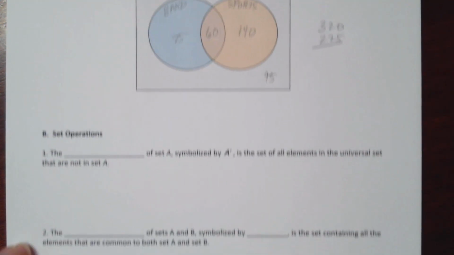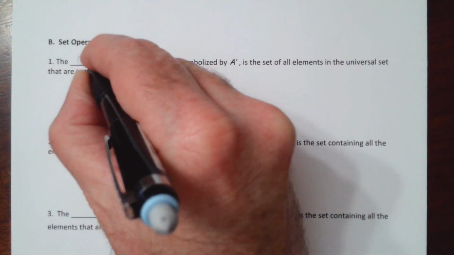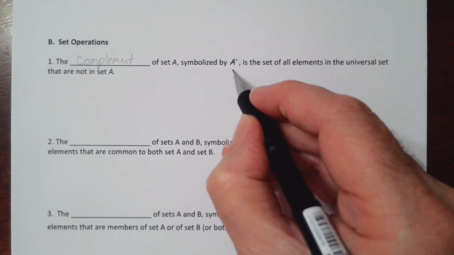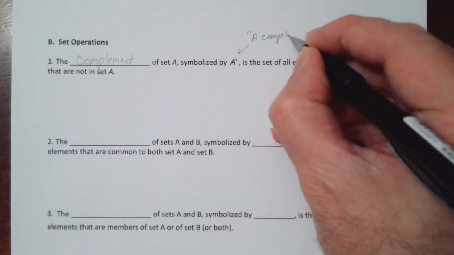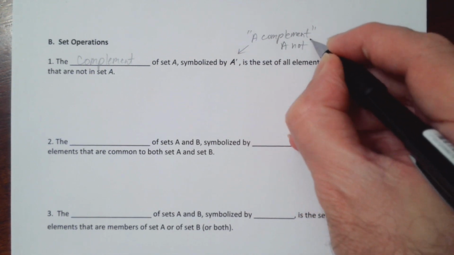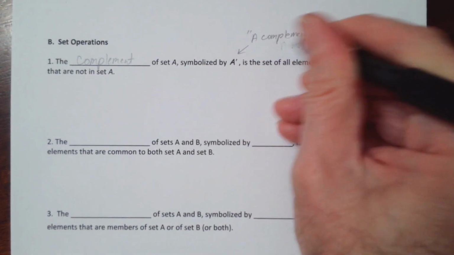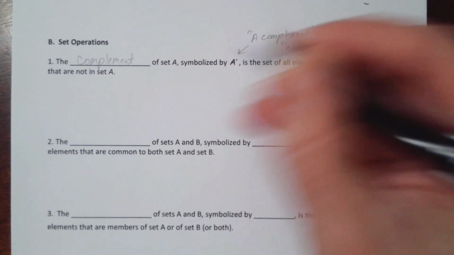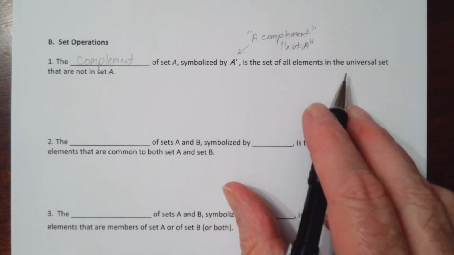All right, let's go ahead and move on to set operations. So first of all, the complement of set A, symbolized this way. So this is A complement, or we sometimes say A not, or not A, I should say. It's the elements that are not in set A. So we'll say not A. Okay, so these are the set of all elements in the universal set that are not in A.